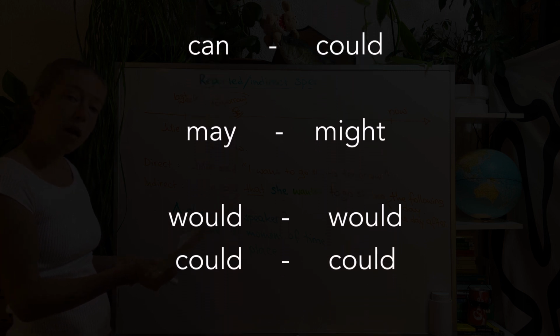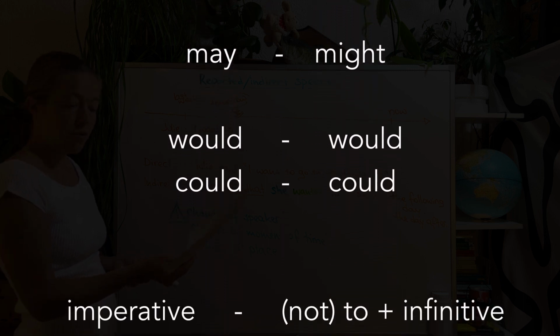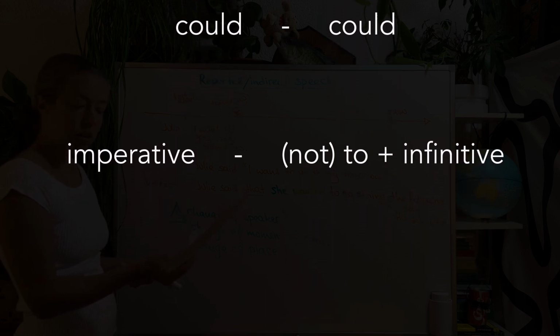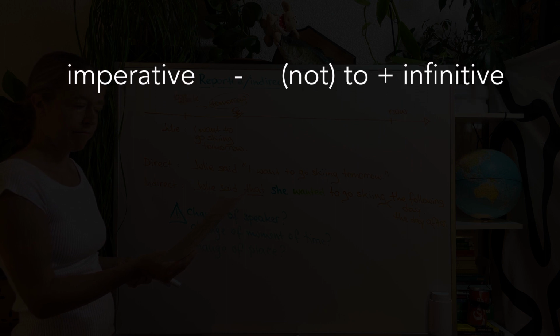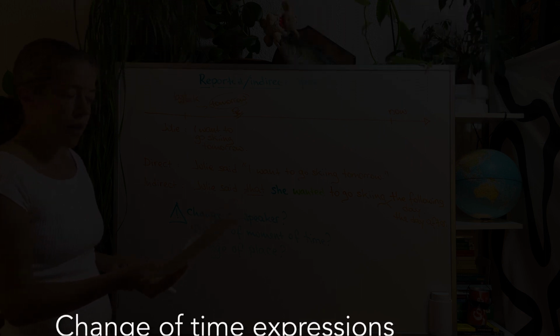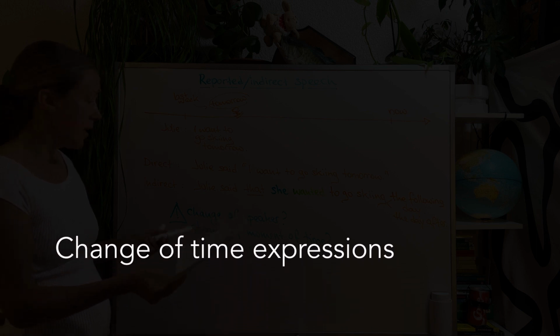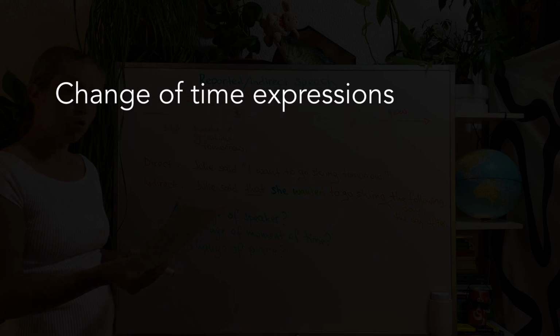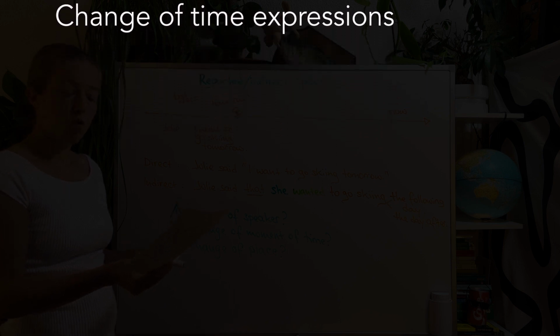Si vous aviez may, utilisez might. Si vous aviez would ou could, il n'y a pas de changement. Si vous aviez de l'impératif, ajoutez to devant l'infinitif. Si vous aviez une phrase et qu'il y a changement de moment dans le temps, les mots qui indiquent un moment dans le temps peuvent changer selon le point de vue.